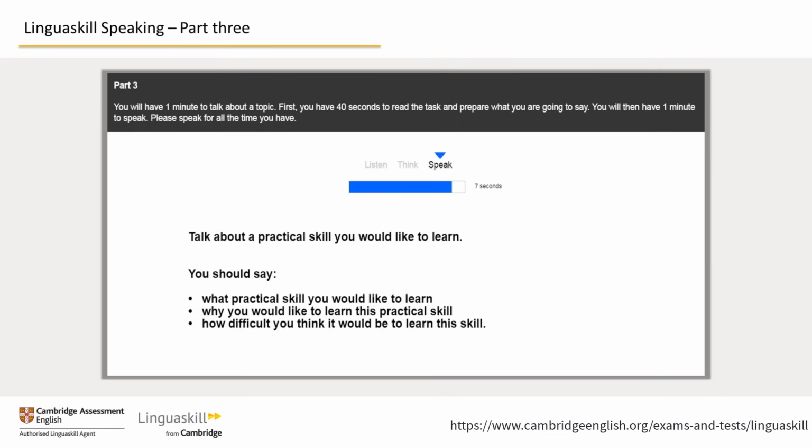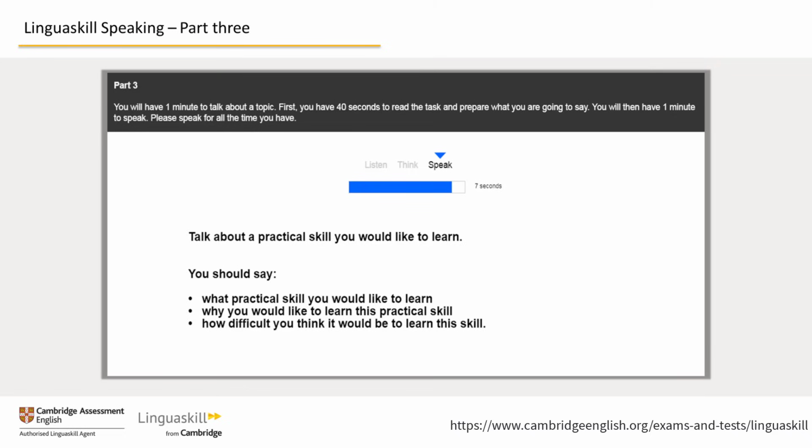Here's an example of a part 3 task. There are many different versions, but you are always given a context to talk about, and 3 bullet points with details to give you ideas about what to say.